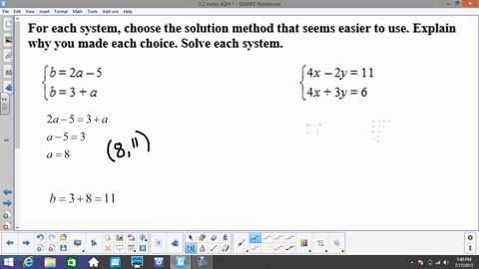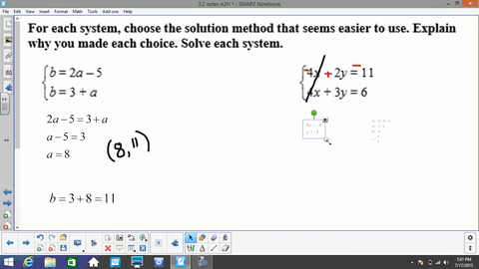All right, let's do another one. I've got 4x minus 2y equals 11, and 4x plus 3y equals 6. Well, unfortunately, I have the same coefficients on this one. I don't have opposite coefficients. So what I'm really doing is I'm going to multiply that top equation by -1. And when I multiply that top equation by -1, it changes the sign of everything. And now I have a positive 4x and a negative 4x.